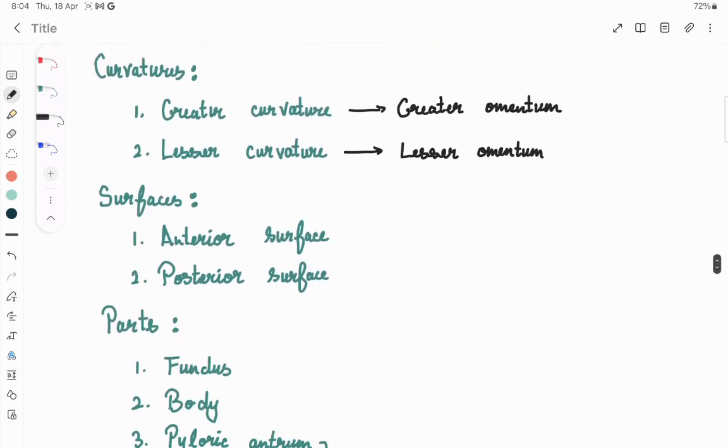So to the greater curvature, we have extras called the gastrosplenic ligament and gastrophrenic ligament. As the name suggests, the gastrosplenic ligament connects the spleen and the stomach. The gastrophrenic ligament connects the stomach and the diaphragm. So: lesser curvature, lesser omentum; greater curvature, greater omentum, gastrosplenic and gastrophrenic ligaments.